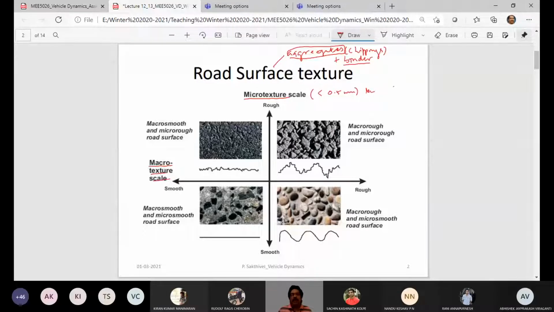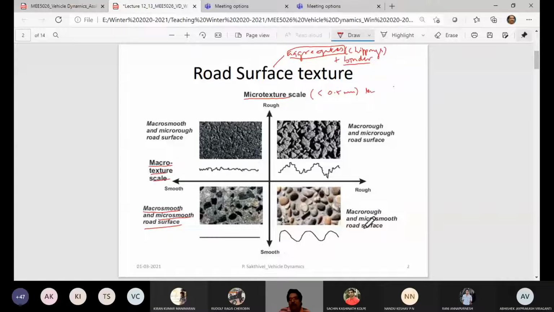So if we have a full flat surface, there is no undulation at all, that is described by macro smooth and micro smooth road surfaces. So in this quadrant, the macro texture is smooth as well as the micro texture also smooth. So both are smooth. There is no undulation. It's a perfectly flat road. There is no variation. You see there are stones appearing, but they don't protrude outside the surface. There is no protrusion.